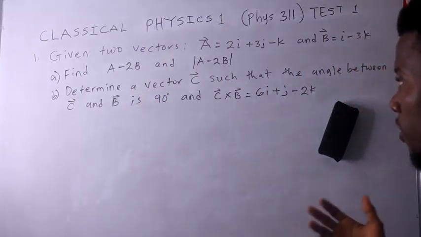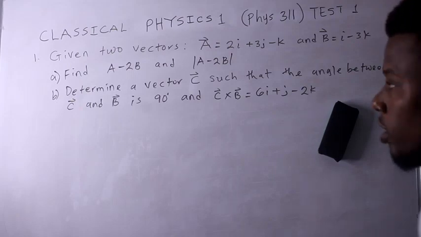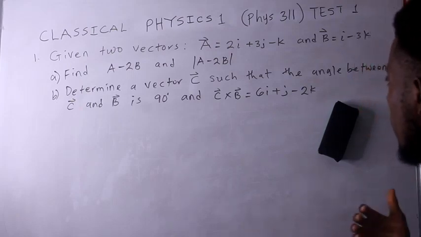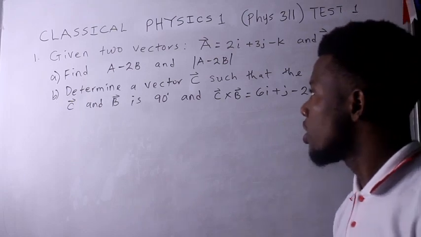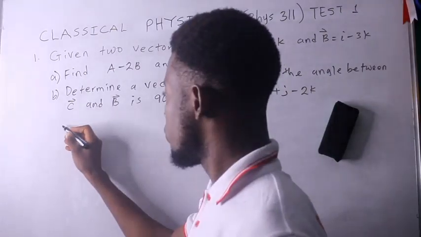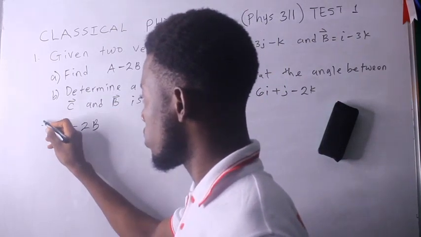Given two vectors, vector A is 2r plus 3j minus k. Now r, j, and k are called unit vectors. And B equals r minus 3k. Find A minus 2B and the magnitude of A minus 2B. Now, we're going to find A minus 2B. What would that give us?